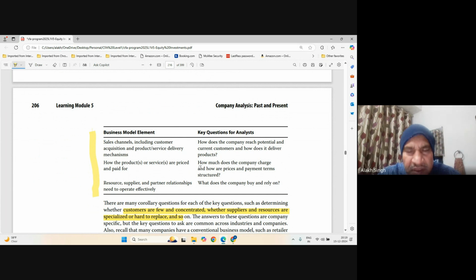So how does the company charge, and how are prices and payment terms structured? Again, this becomes whether it is a monopoly or perfect competition. If it is perfect competition, the price will be equal to marginal cost. If it is a monopoly, then there is some degree of control. Means a monopoly has 100% control over pricing but no control over quantity, or 100% control over quantity but no control over prices. So how much does the company charge and how are prices and payment terms structured?